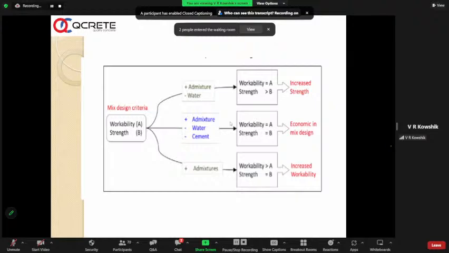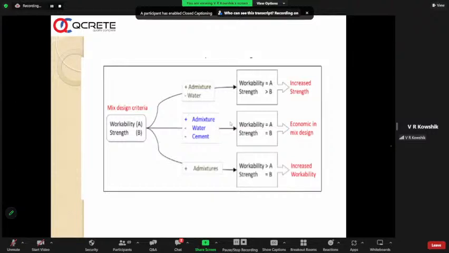Basically, admixtures can be used in three ways. One, at the same water cement ratio and same mix design, you can add admixture and get an increase in slump. Two, if you reduce the water cement ratio with the same cement content, you can get increased strength. Three, if we keep the same water cement ratio and get the same slump, you have a cement reduction, which is an economic mix design.